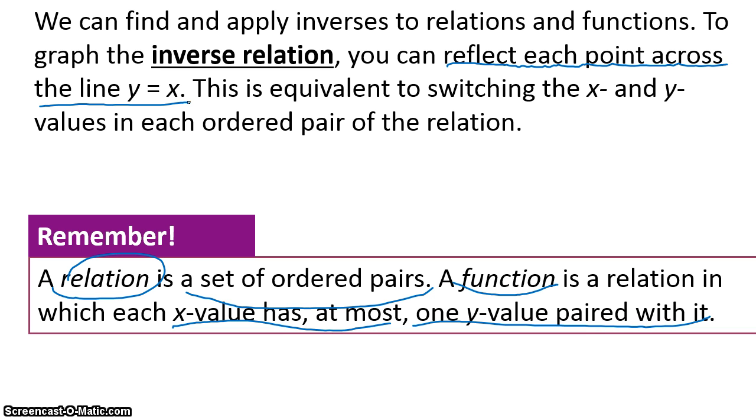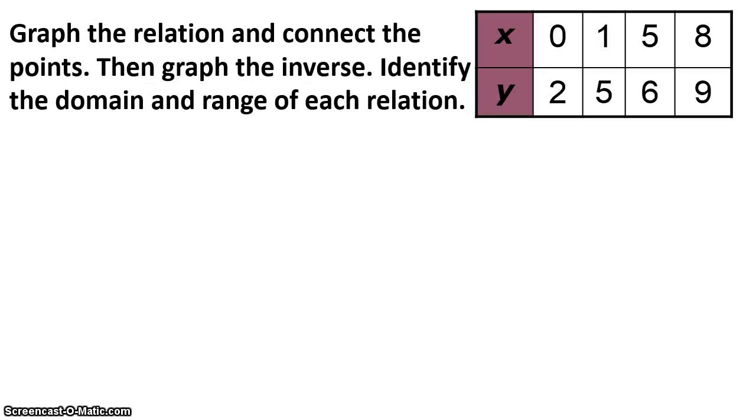And if you think back to what you learned in geometry, when you reflected a point over y equals x, that was equivalent to just switching the x and y values. So if you started with a point (x, y) and you reflected it over that line y equals x, the new point became (y, x). So let's take a look.